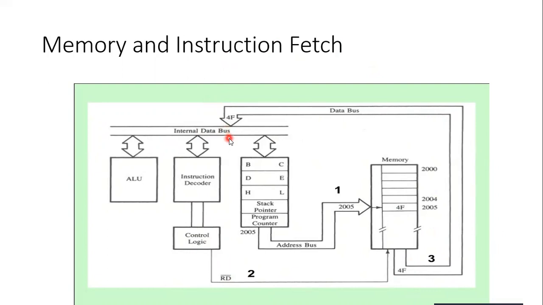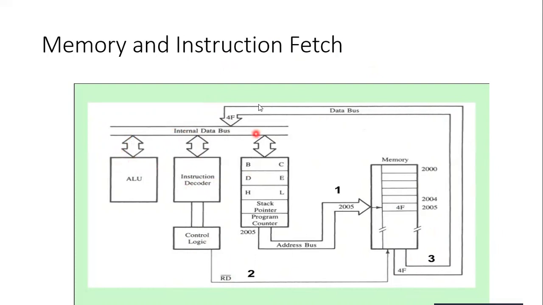Then step 4, what happened? The instruction is received by the instruction decoder, which decodes it and executes according to the instruction. If it is an arithmetic calculation, the instruction decoder sends the data to the ALU. So this is the memory and the instruction fetch.